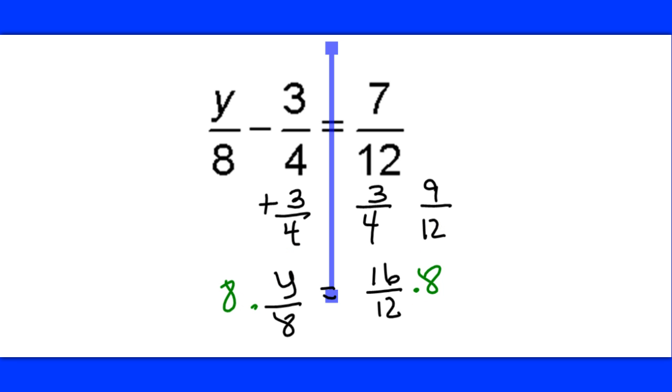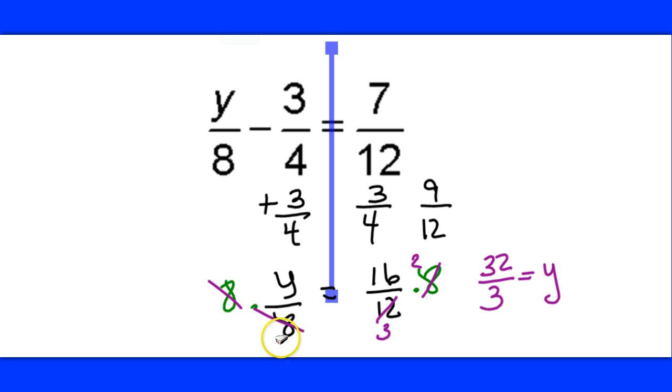Now, in this case, I'm going to go ahead and cross cancel first. 4 will go into here 3 times. 4 will go into here 2 times. And so that's going to give me 32 over 3 is equal to y, which is going to work.